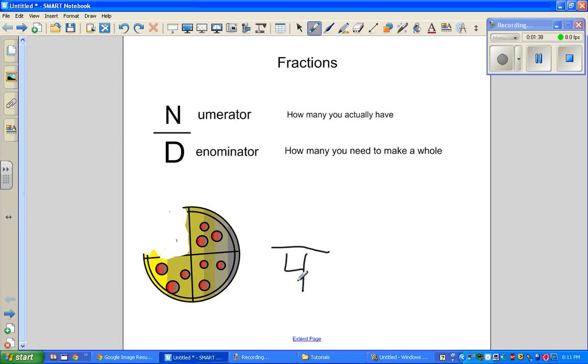Okay, we need 4 to make a whole pizza. Now we only have 1, 2, 3 slices left. Our numerator is how many we have, which is 3. Our denominator is 4, which is how many we would need to have a whole pizza. So we would say we only have 3/4 of this pizza left.